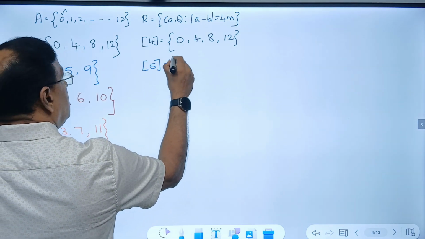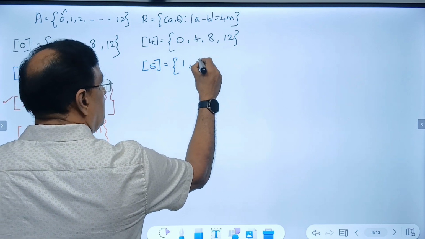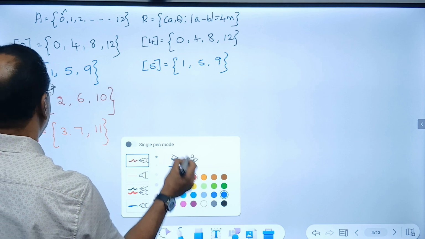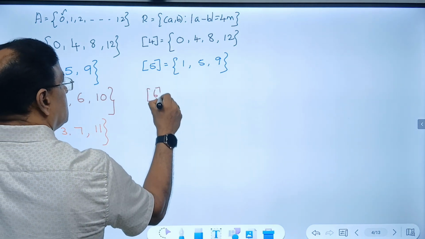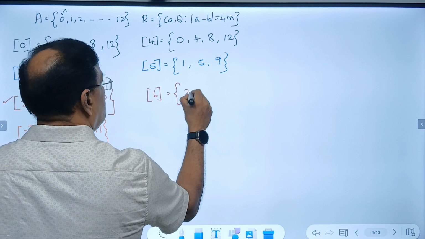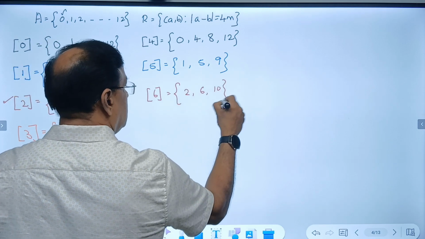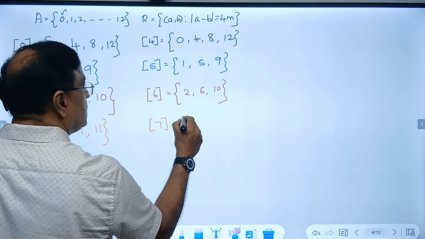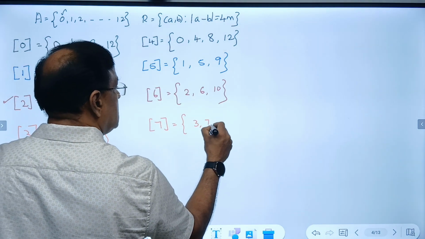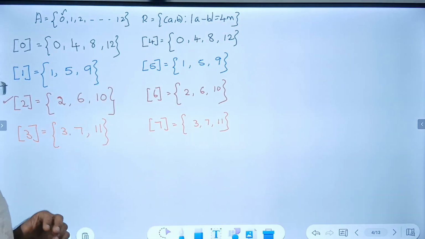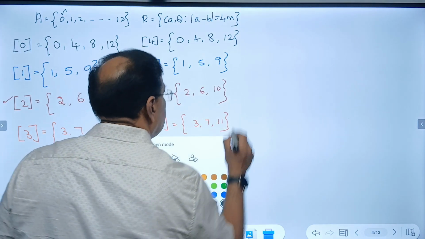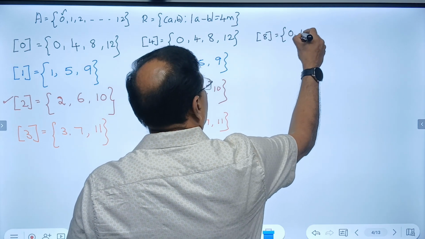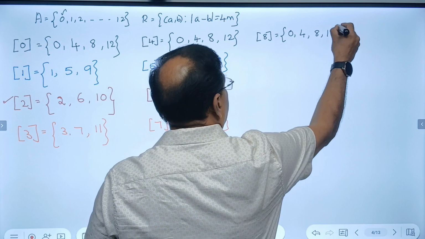Right? Now, what will be the equivalence class of 5? The equivalence class of 5 will be 1, 5, 9. Now, what will be the equivalence class of 6? It will be 2, 6 and 10. Then what is the equivalence class of 7? The equivalence class of 7 will be 3, 7 and 11. Now let's go to 8. What is the equivalence class of 8? The equivalence class of 8 will be 0, 4, 8 and 12.